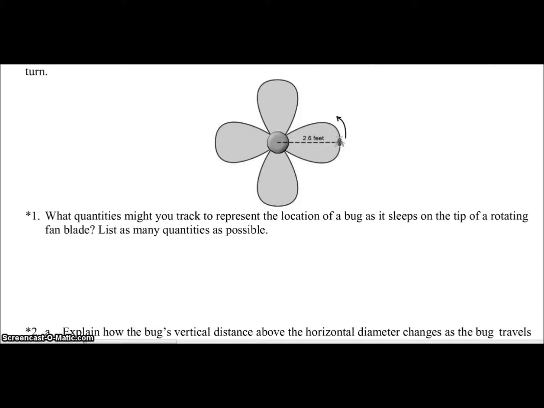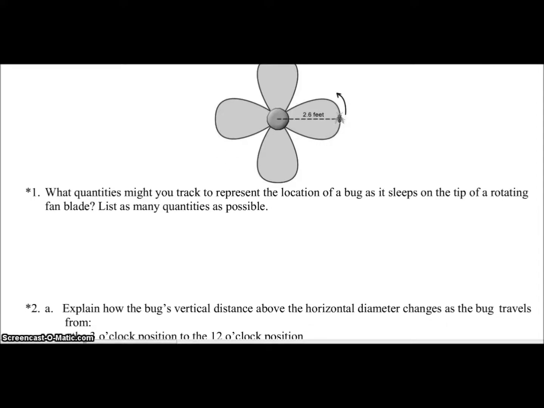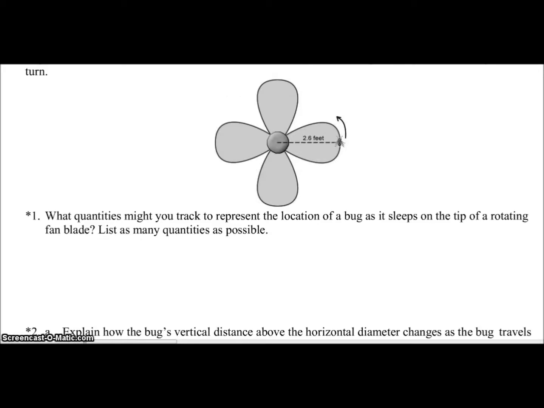What quantities might you track to represent the location of a bug as it sleeps on the tip of a rotating fan blade? List as many quantities as possible. There are a couple of important quantities that I'm going to point out. So let's say that the bug's moving in this circular motion and then he's about right here. We know that since it's circular motion, this distance here would just be the radius, 2.6 feet. That's a constant or fixed quantity. Certainly a measurable attribute of the bug, its distance from the center of the circular motion.